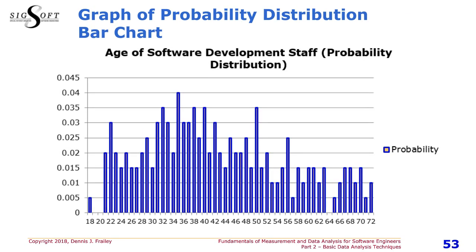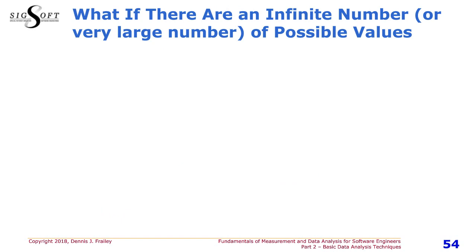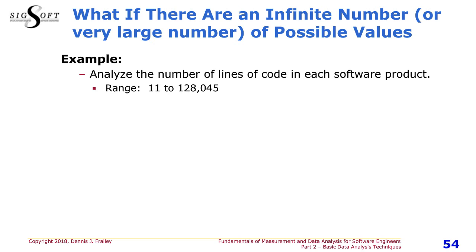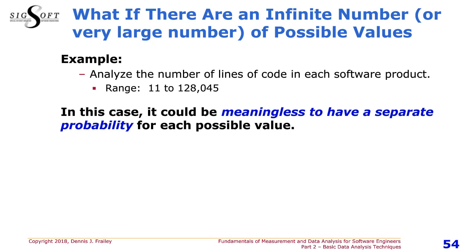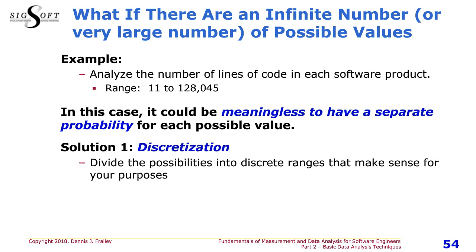What if it was an infinite number of possibilities, or at least a really large number? Like, for example, if you were looking at the sizes of your software, and you were looking at how many lines of code we have in each of our software products, and they had a huge range of possible values, and as a consequence, it wouldn't really make sense to take each possible value and give it a probability. The probabilities would be really tiny. So there are two ways to deal with this. One is called discretization. The other one is called use of a continuous function.